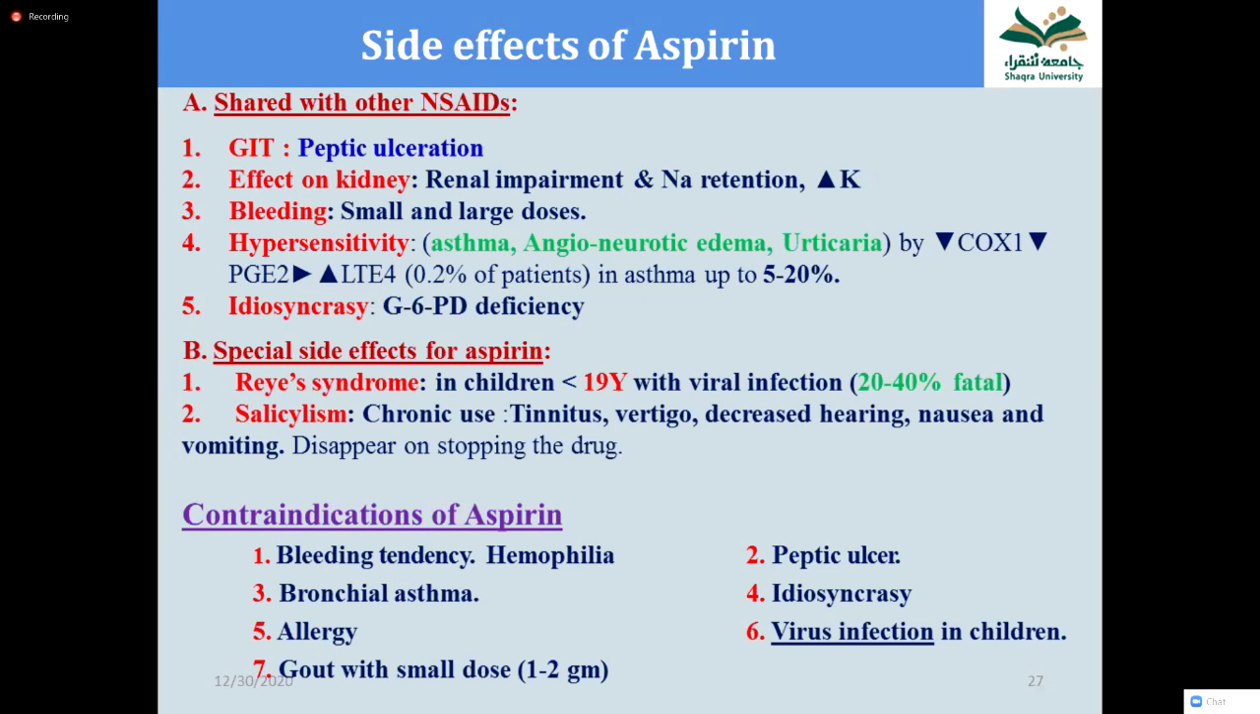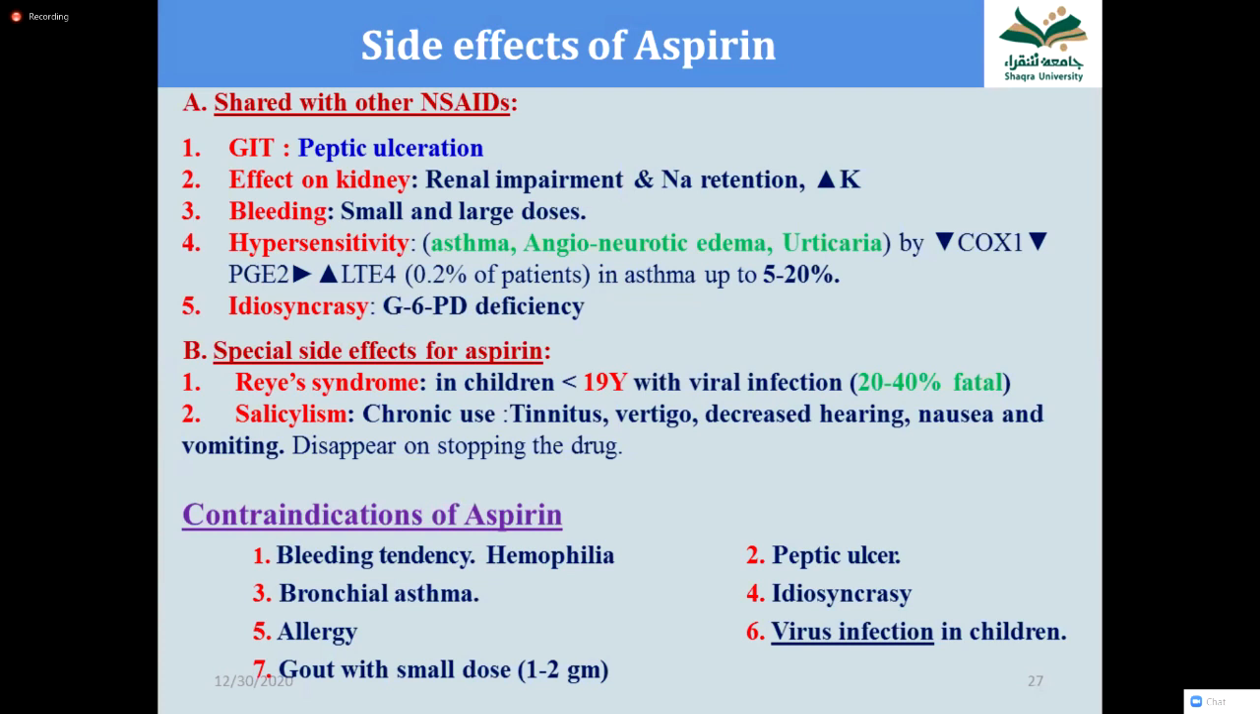If children less than 19 years of age are given aspirin for the treatment of fever in case of viral infection, it may lead to Reye's disease. This may be fatal. Some people also show salicylism. This is seen with chronic aspirin use, and the symptoms are tinnitus, vertigo, decreased hearing, nausea, and vomiting, but it disappears on stopping the drug.